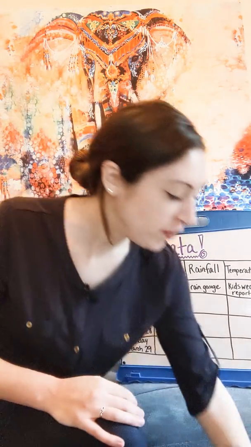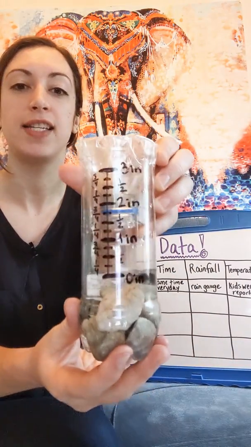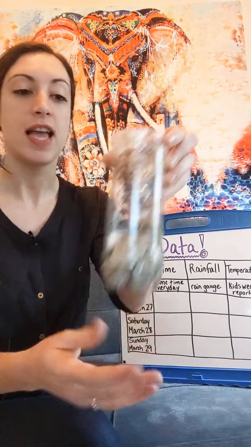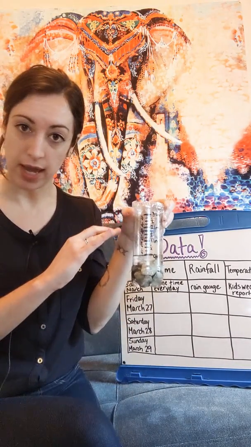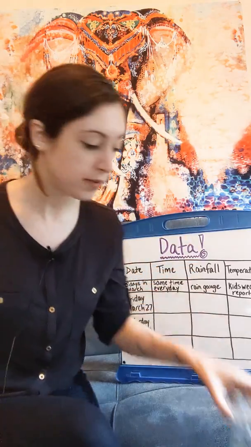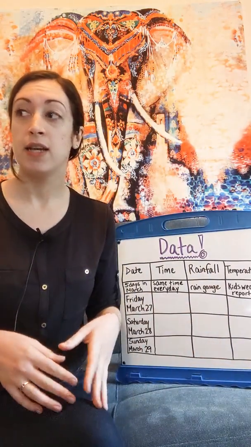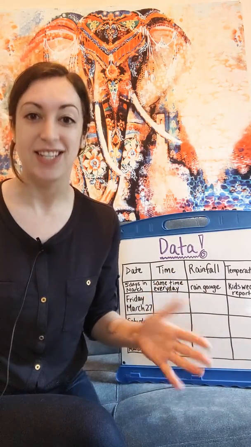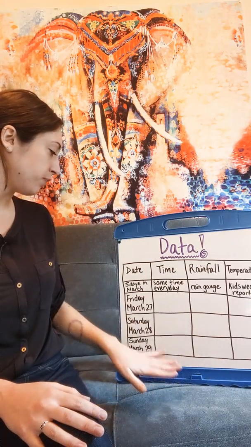So hopefully you created your rain gauge and it looks something like this. And in this video I'm going to show you how to look at the rain gauge and take measurements. We're going to record these measurements and that's called collecting data. So let's take a look over here at this chart.